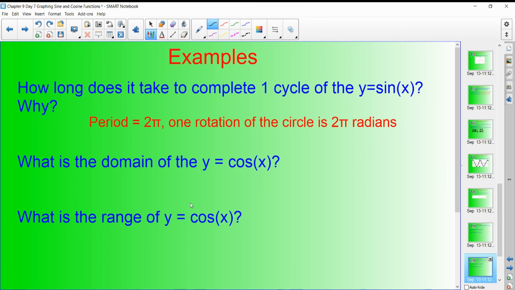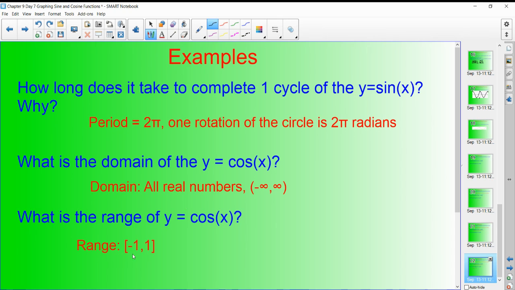So it takes 2 pi. We call the period how long it takes to do one rotation, one cycle. So the period is 2 pi, because once around the circle is 2 pi radians. The domain is all real numbers. I could put any angle in here, a fraction, a whole number, a decimal, positive or negative, anything goes in here. And then the range: the lowest number I can get is -1, I get as high as 1, and I get all the values in between.